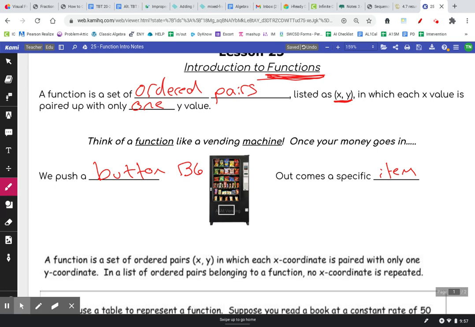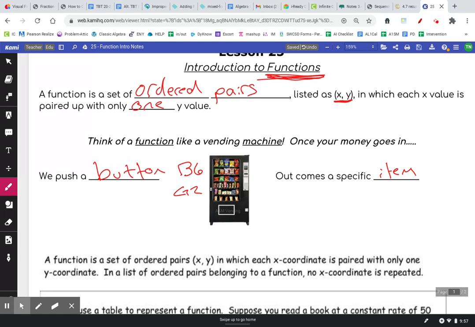B6 gave us Skittles. I put in another dollar. Let's say I push G2. Out comes a bag of Doritos. I'm getting what I want. That machine is functional. Think about what it means if I say that is not functional. If I say, hey, this vending machine is not functional at the moment, what we're thinking is, well, it's broken. How might it be broken?